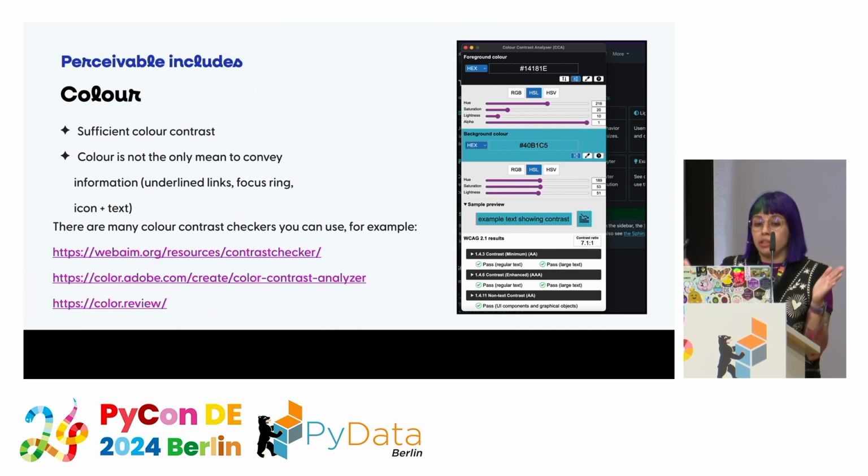Perceivable also includes color. I'm not going to talk about color blindness, because I think that there are so many resources, but ensuring that there is sufficient color contrast, that, again, don't remove the underline from the links, because we want to have other visual cues or other cues that are not just color. There are a lot of checkers out there that you can use to make sure that you're hitting contrast.